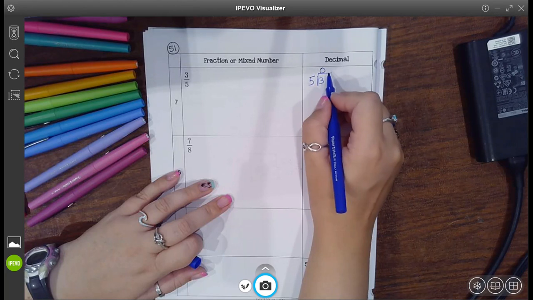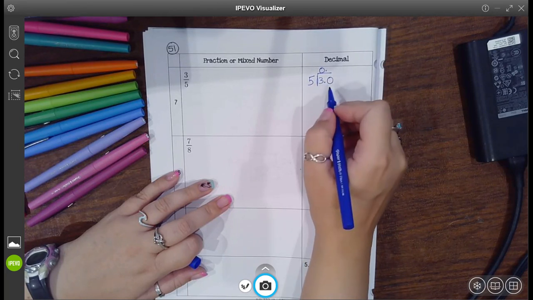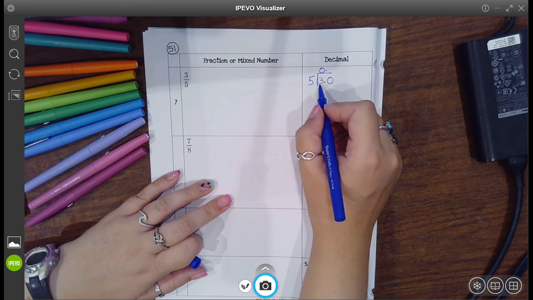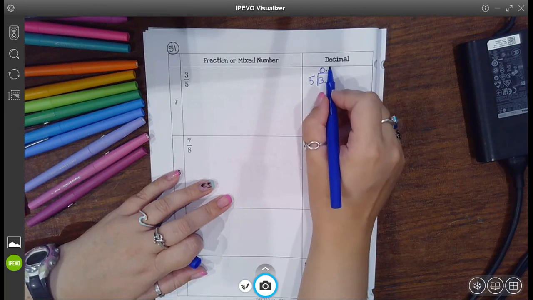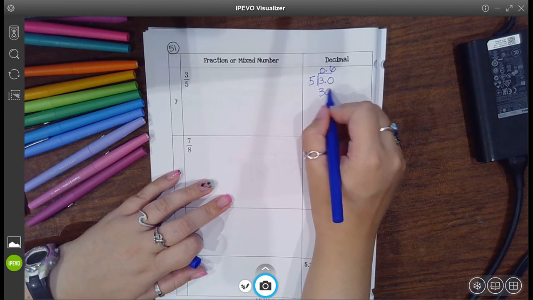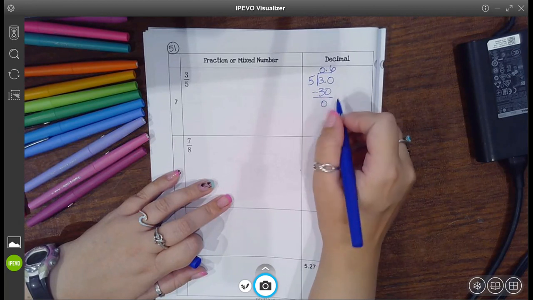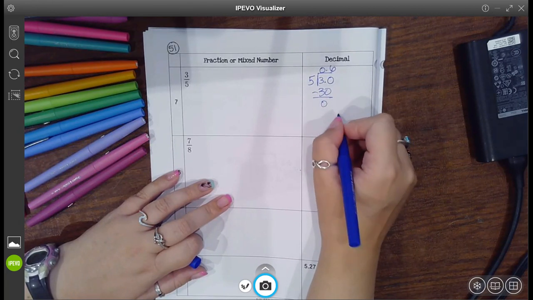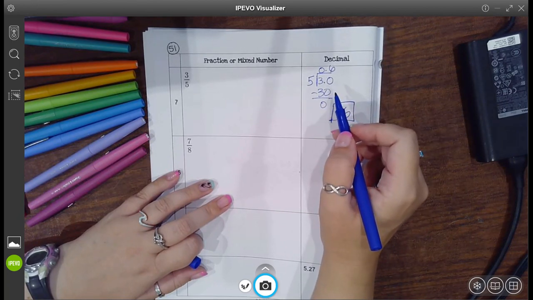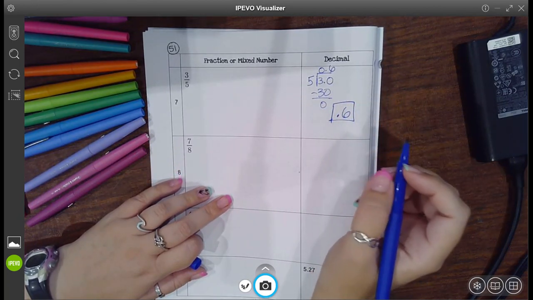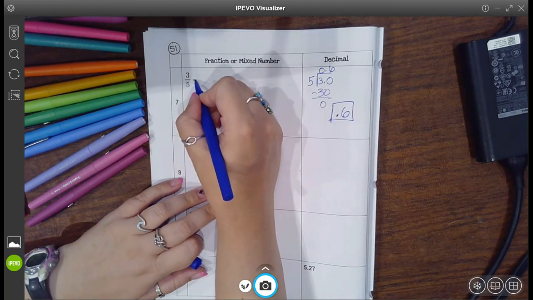Well, 5 can't go into 3, so I add a decimal and a 0. 3.0 is the same thing as 3, so I can do that. But now I can do 5 into 30, which is 6. And look at that, it went in perfectly beautifully. So 3/5 is the same thing as 0.6. And I found that by doing long division, which sometimes you have to do. But sometimes there's also a shortcut.